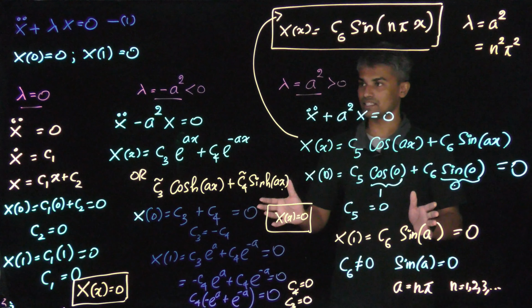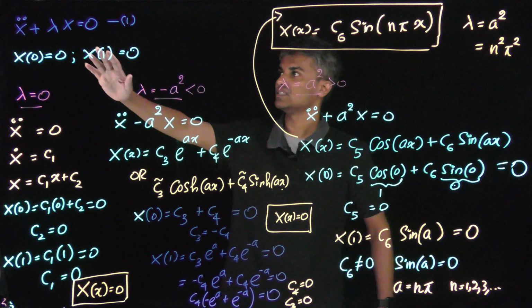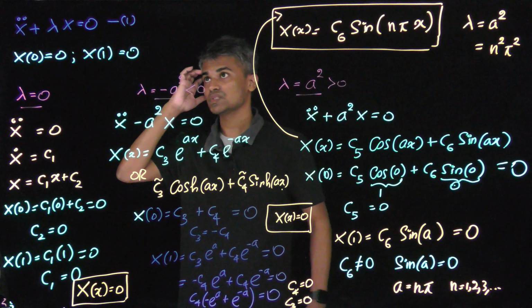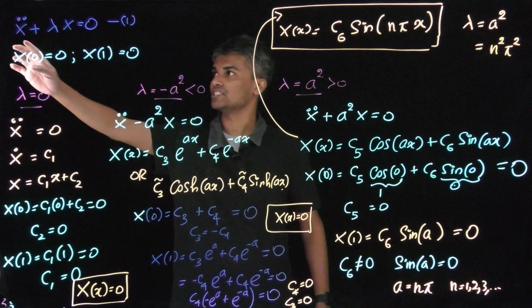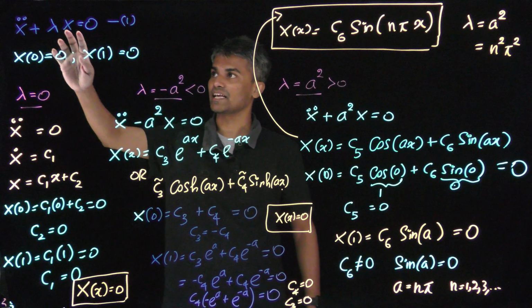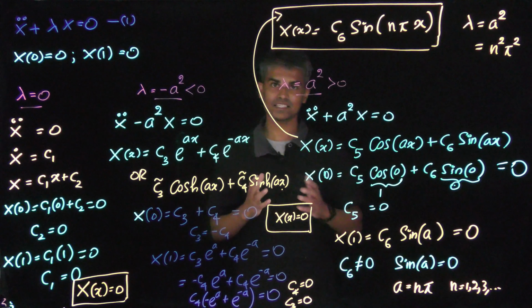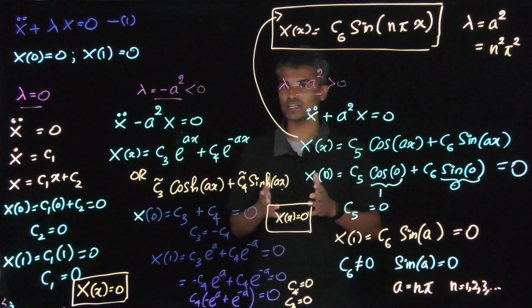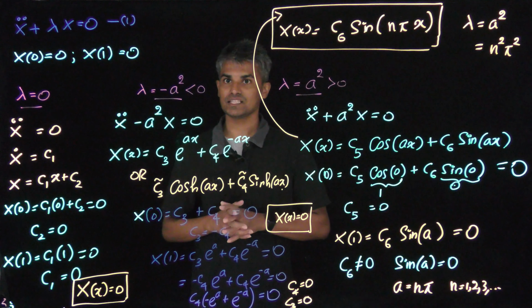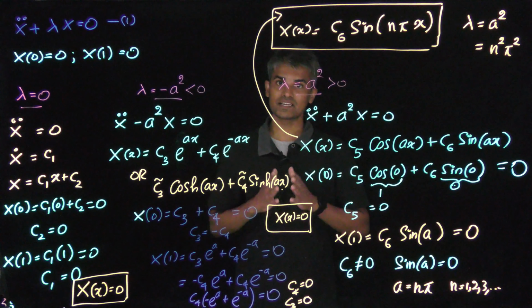So now in this part what we did was we solved the first equation, which is given here, x double dot plus lambda x equals 0. Next we are going to solve the second order ordinary differential equation that we obtained for the big T function.